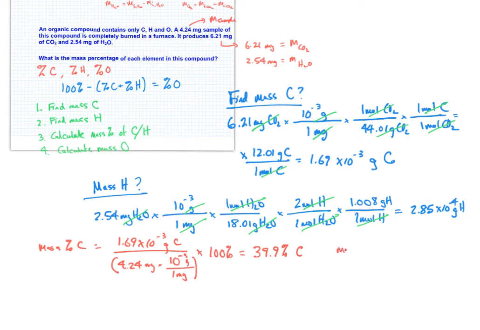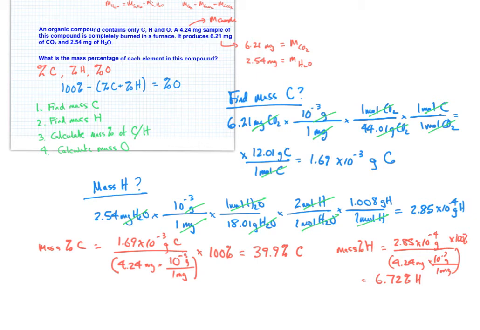Likewise, the mass percent of hydrogen is equal to 2.85 times 10 to the minus 4 grams divided by this same factor, 4.24 milligrams times 10 to the minus 3 grams for every 1 milligram. That whole thing times 100%. So this comes out to be 6.72% of hydrogen.